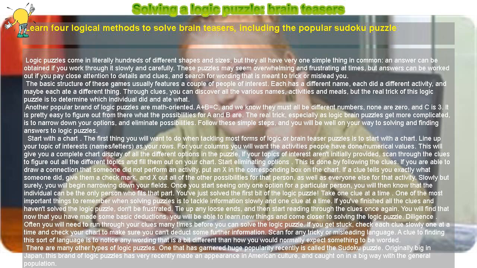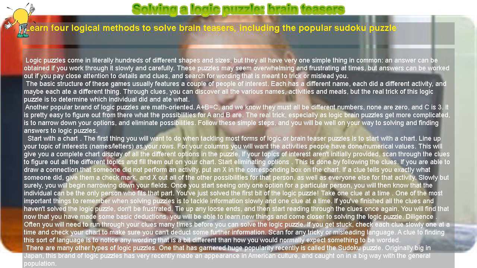The basic structure of these games usually features a couple of people of interest. Each has a different name, each did a different activity, and maybe each ate a different thing. Through clues, you can discover all the various names, activities, and meals. But the real trick of this logic puzzle is to determine which individual did and ate what.